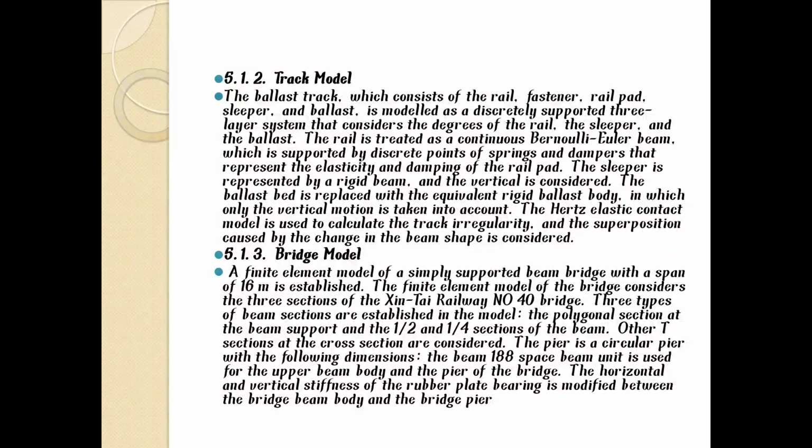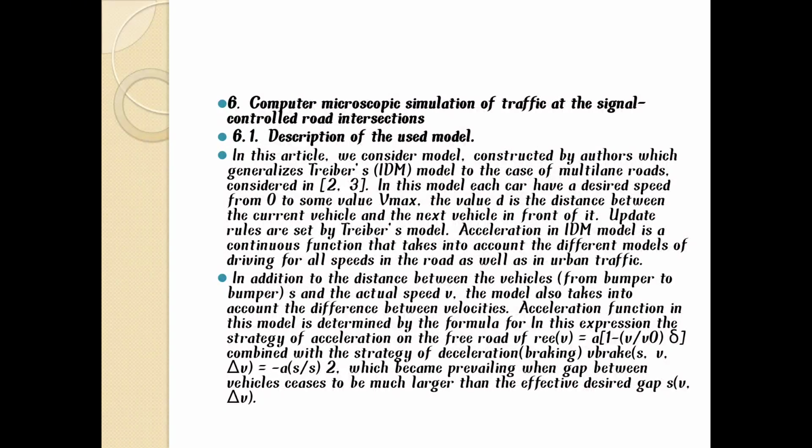The pier is a circular pier with the following dimensions. The main beam unit is used for the upper beam body and the pier of the bridge. The horizontal and vertical stiffness of the rubber plate bearing is modified between the bridge beam body and the bridge pier.